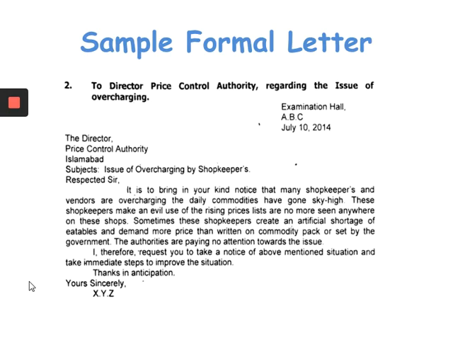Now, see over here in the first paragraph, not only the topic has been introduced, but the main idea has been conveyed. Now, over here in the second paragraph, they're trying to make a request of what should be done. I therefore request you to take a notice of above mentioned situation and take immediate steps to improve the situation. Thanks in anticipation. Now comes your closing.